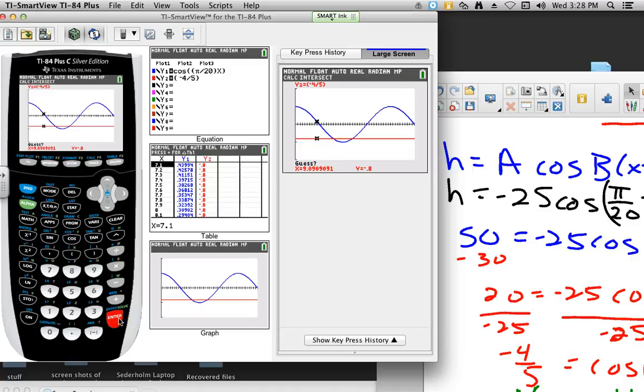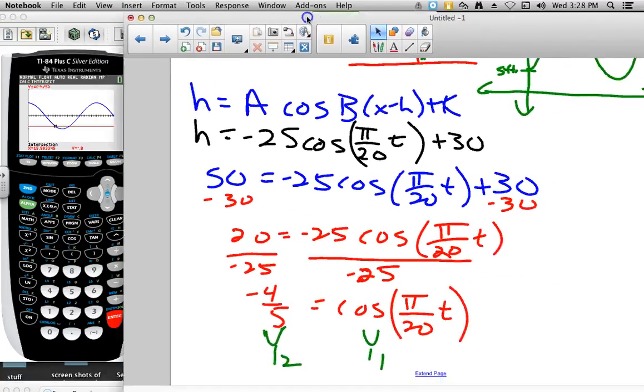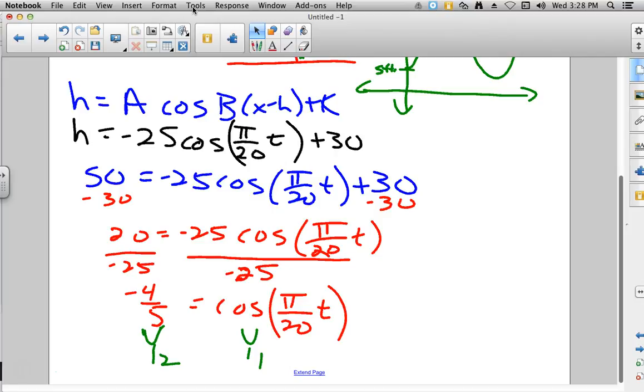Well, Blinky's still pretty good at this stuff. I'll let Blinky give it a try. So there we go, and there is our answer. 15.903 seconds gives us a negative 4/5, which is negative 0.8. So that is the answer that we wanted. The time would be approximately 15.903 seconds.